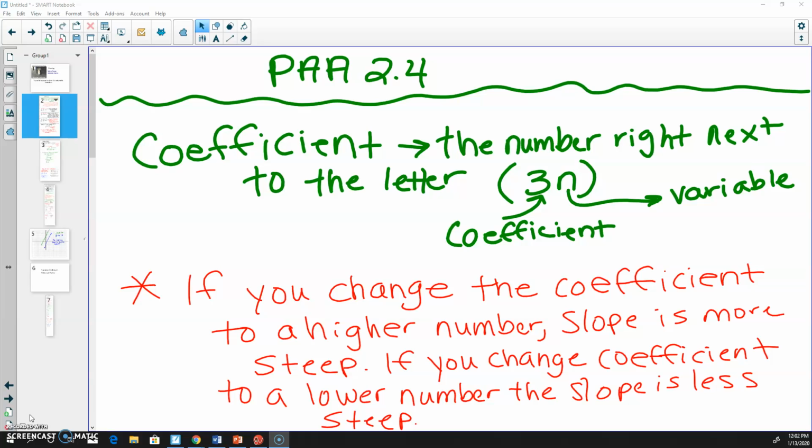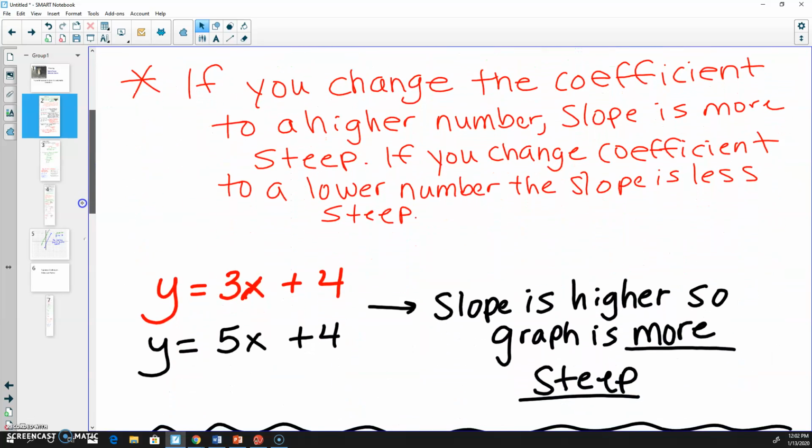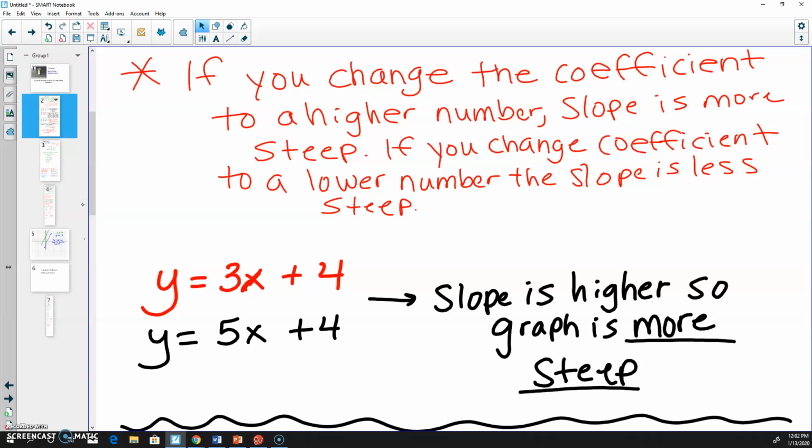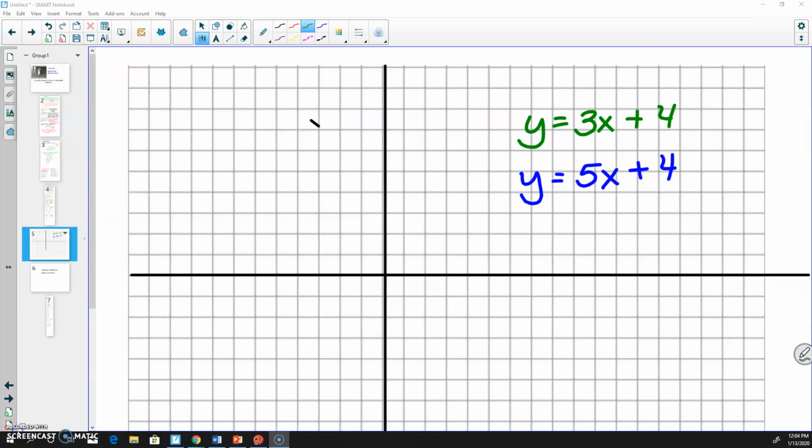So the first thing is, if you change the coefficient, so you change the number to a higher number, the slope is more steep. If you change the coefficient to a lower number, the slope is less steep. We have an example. If you have y equals 3x plus 4 and you change it to y equals 5x plus 4, 5 is higher than 3, so your slope would be more steep.